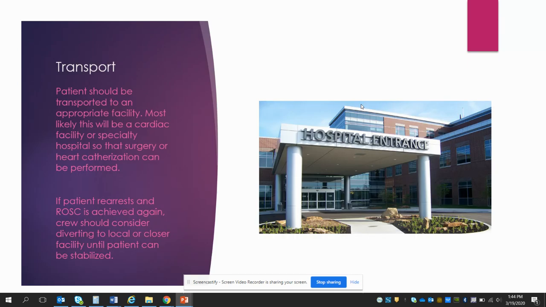So like we said, most likely we'll be transporting this patient to a specialized facility that can do that cardiac catheterization. If the patient is really unstable and they keep rearresting, then we might need to consider transporting to a local or closer facility just to get them stabilized. But usually we're going to be transporting to a specialty facility, and usually that's emergent transport, or code 3 with lights and sirens. Okay. So that's it for this PowerPoint.